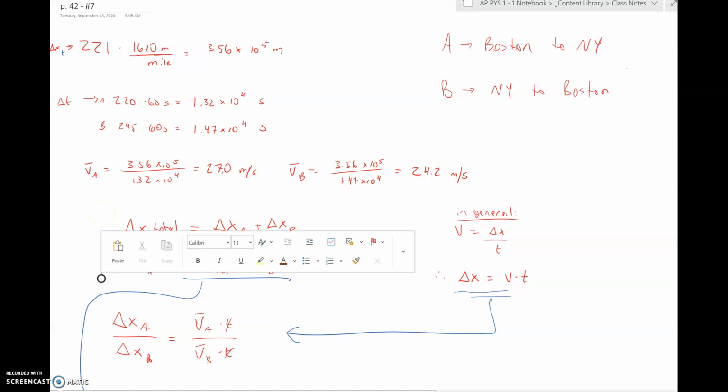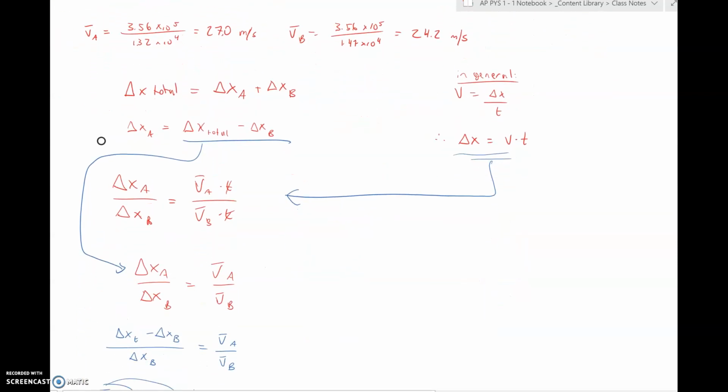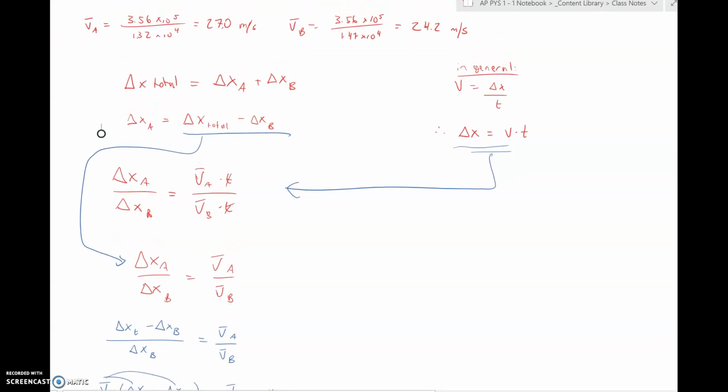Then we get into a bit more confusing algebra here as we try to figure out what our actual distance is going to be before they meet. Okay, so the total displacement here for each train we know is 221 miles, but when they meet in the middle, they started at opposite ends and they meet somewhere in between, then the displacement of train A plus the displacement of train B would have to equal the total length of the track, since they started at endpoints and covered everywhere in between where they meet in the middle. If we just do a little rearranging here, we can subtract delta x B from both sides, the displacement of train B. We see the displacement of train A equals total displacement minus train B's displacement.